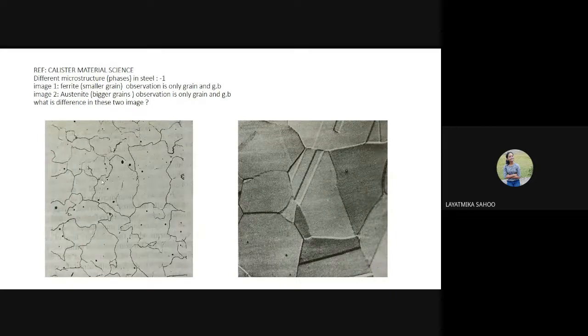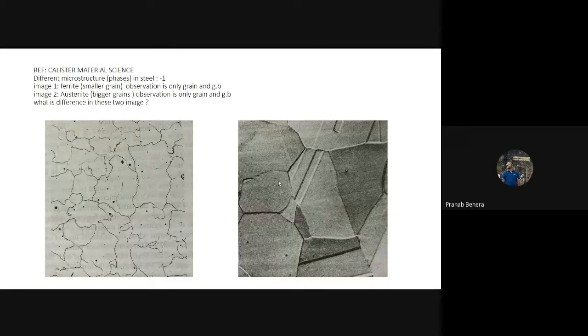Ferrite, austenite. The left side is ferrite, and this is austenite. How do you distinguish them? Austenite has big grains. Large grains. Why large grains? Why does austenite have large grains? Hint is temperature. Yes, temperature.